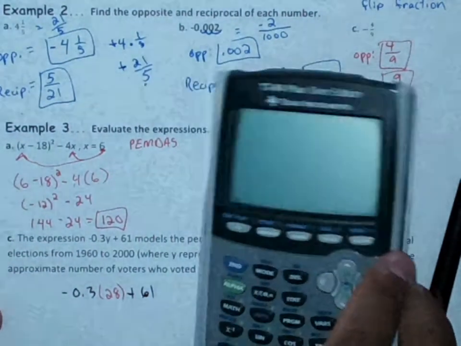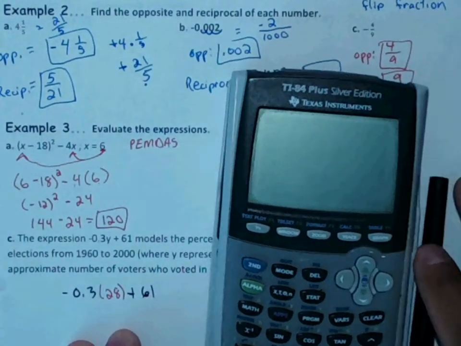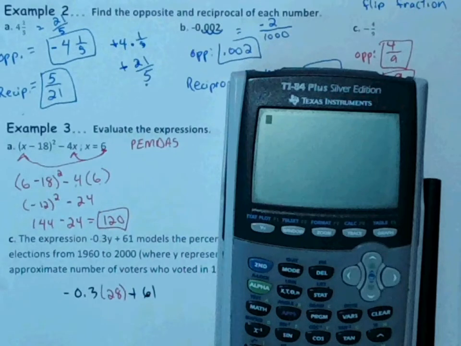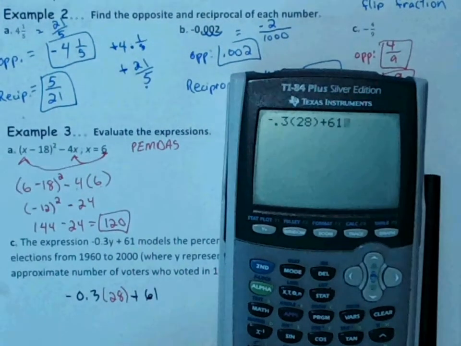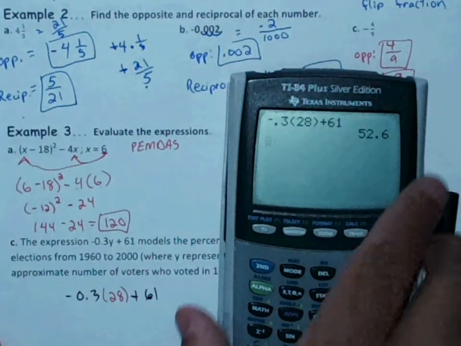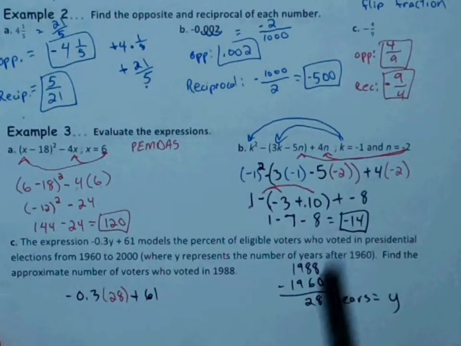And I also want to show you all that when you plug in, you want to make sure that you put things in parentheses, because sometimes your calculator can be a little dumb. So you got a negative 0.3, the 0, you can put it in there or not, open parentheses 28, close parentheses, plus 61. When you push enter, you get 52.6%.